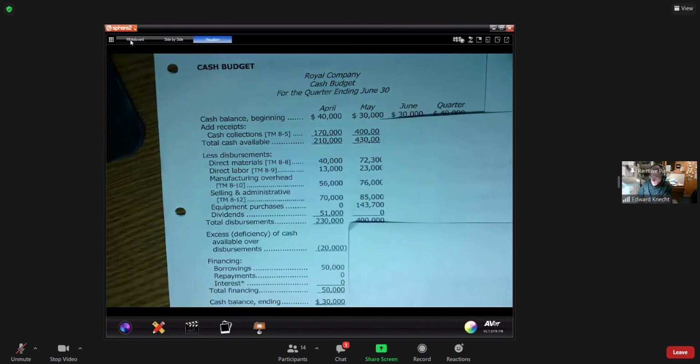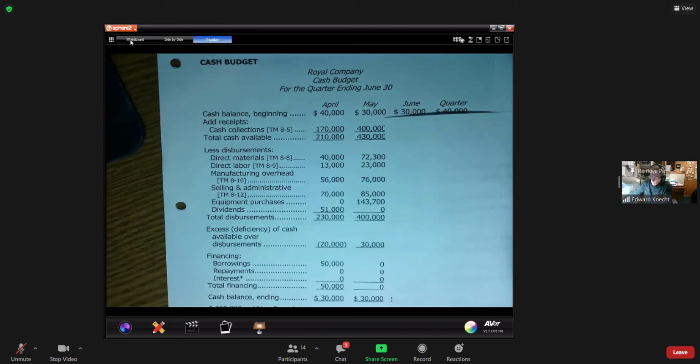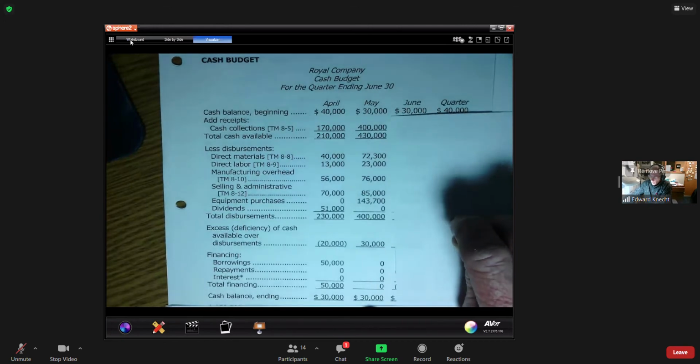Dividends, no dividends. Oh, disbursements are 40,000. We're right at the minimum amount. We got 30,000. We can't pay any of the money back because we're required to have 30,000. The company made that requirement, 30,000. Then June, let's look at June.